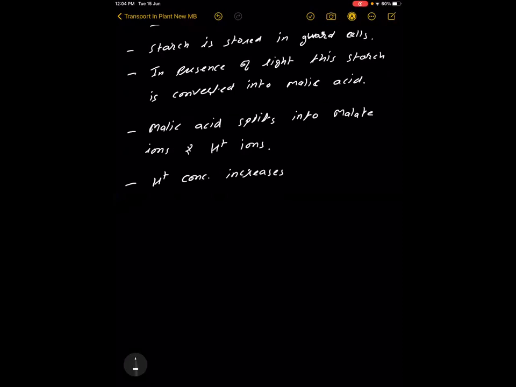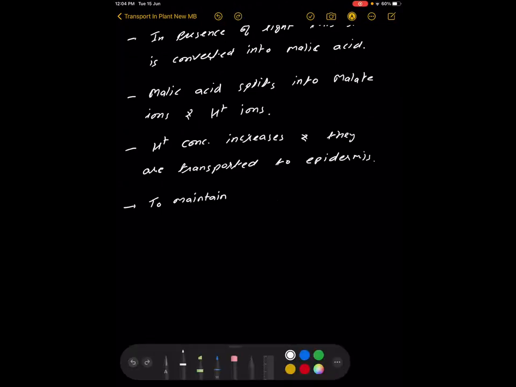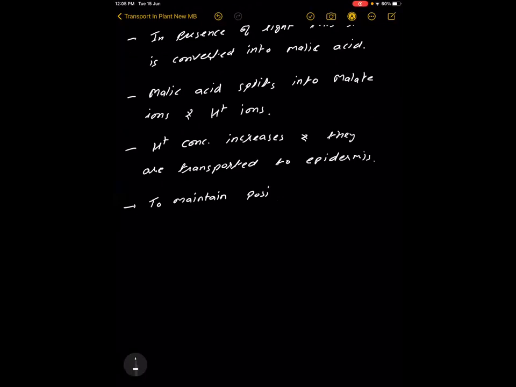And they are transported to the epidermis, to maintain the positive ion concentration, or the equilibrium.